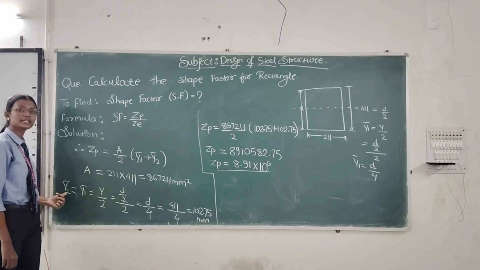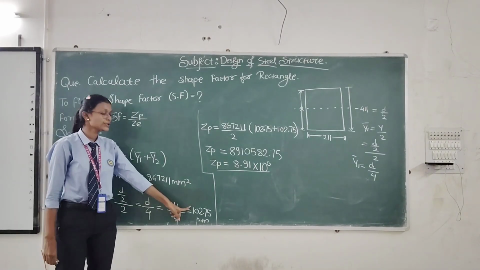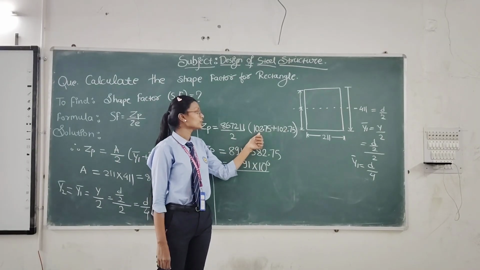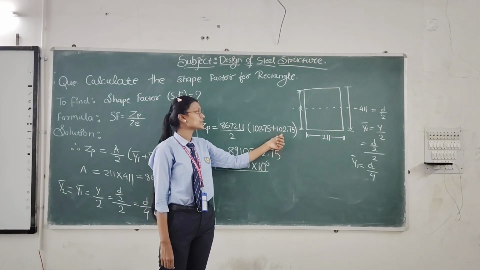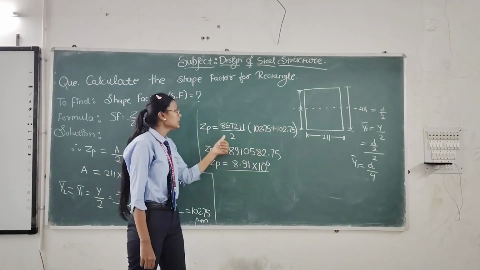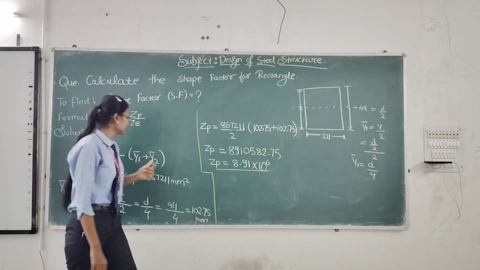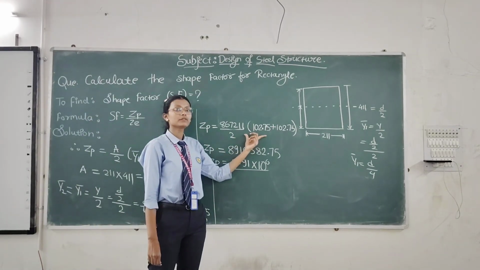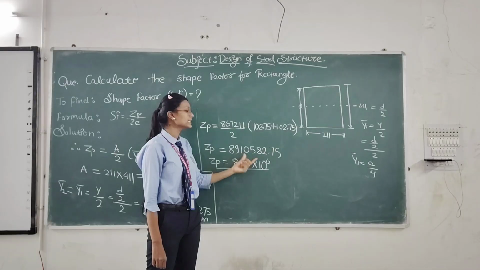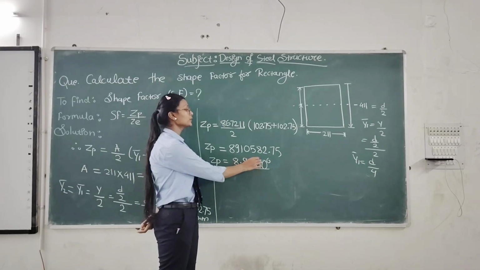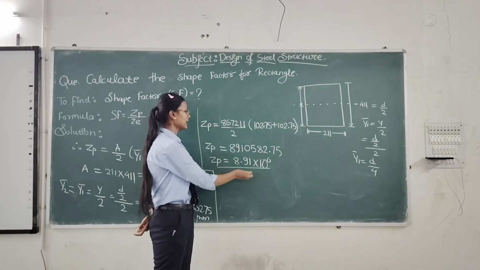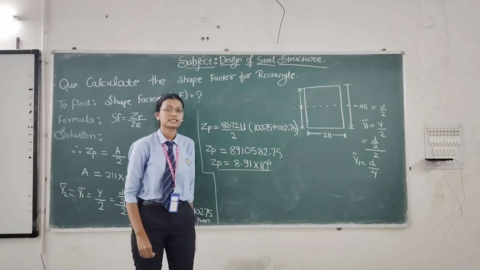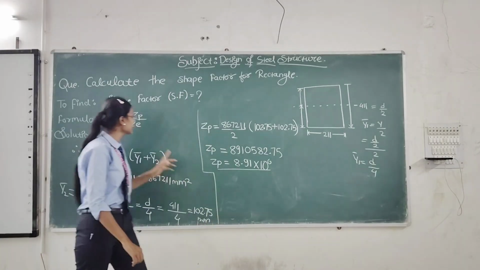Here y1 bar is equal to y2 bar is equal to 102.75. That's why we put y1 bar is equal to 102.75 and y2 bar is equal to 102.75. Here we put the value of area. We use this formula and put the values. After solving the overall equation, we get 8910582.75. Approximately, I take the value ZP is equal to 8.91 into 10 to the power 6.